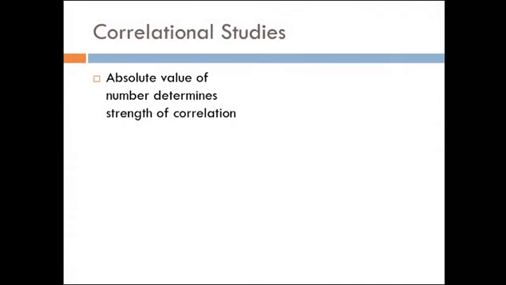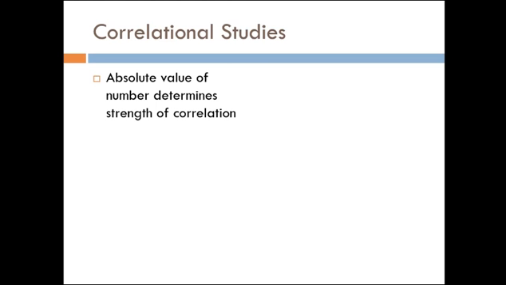Okay, so we talked about the direction of the correlation. Now let's talk about how the absolute value of the number is going to determine the strength. What I mean by absolute value is that when making the assessment of strength, you need to ignore that positive and that negative sign. A lot of times people, having been trained on number lines, have in their mind that negative numbers are by definition smaller than positive numbers.